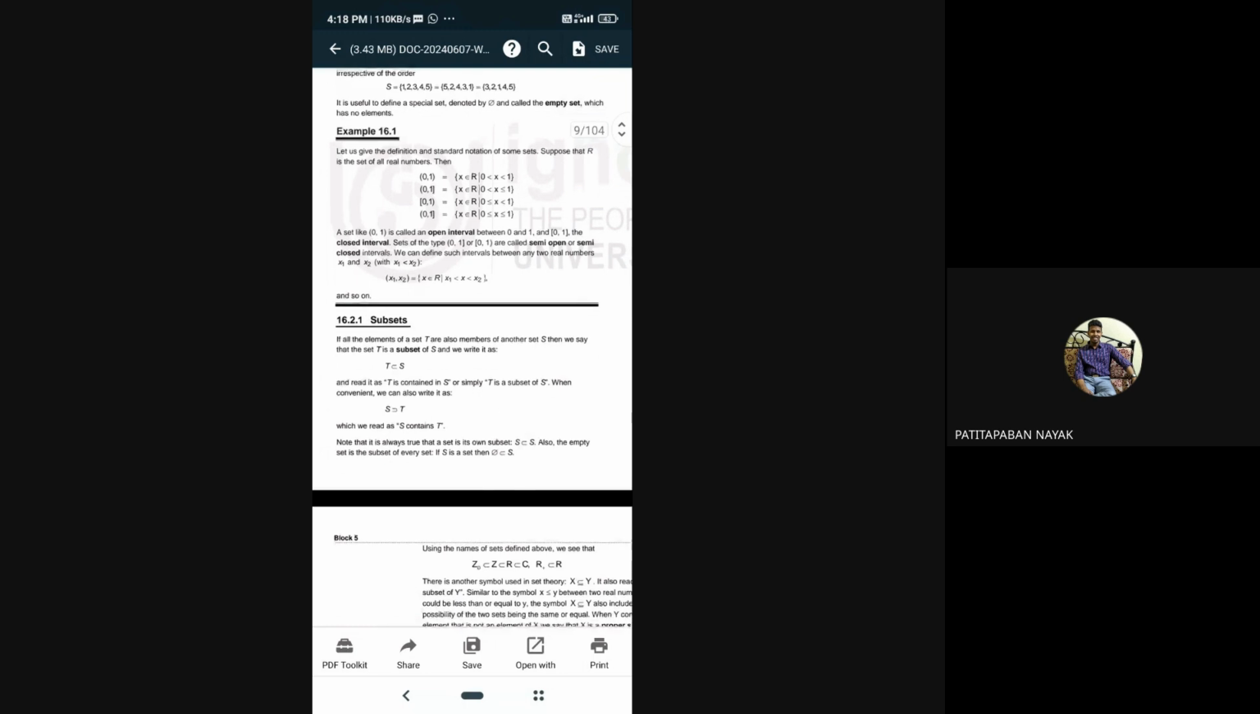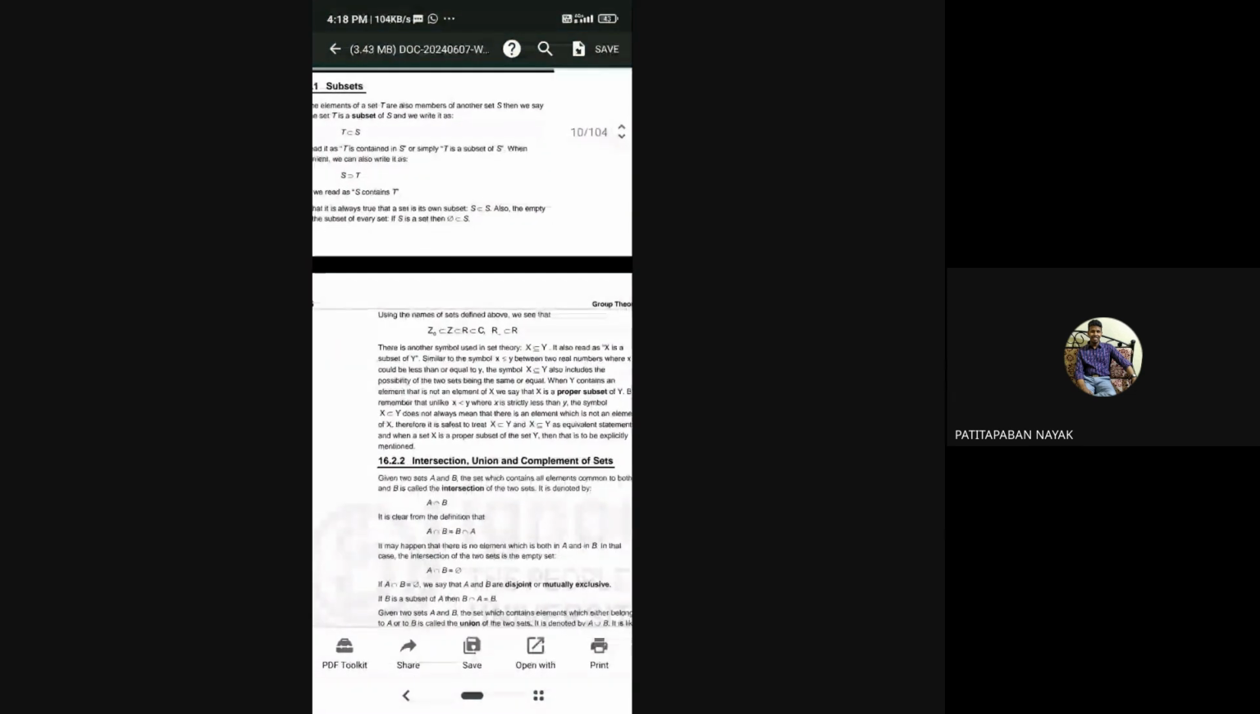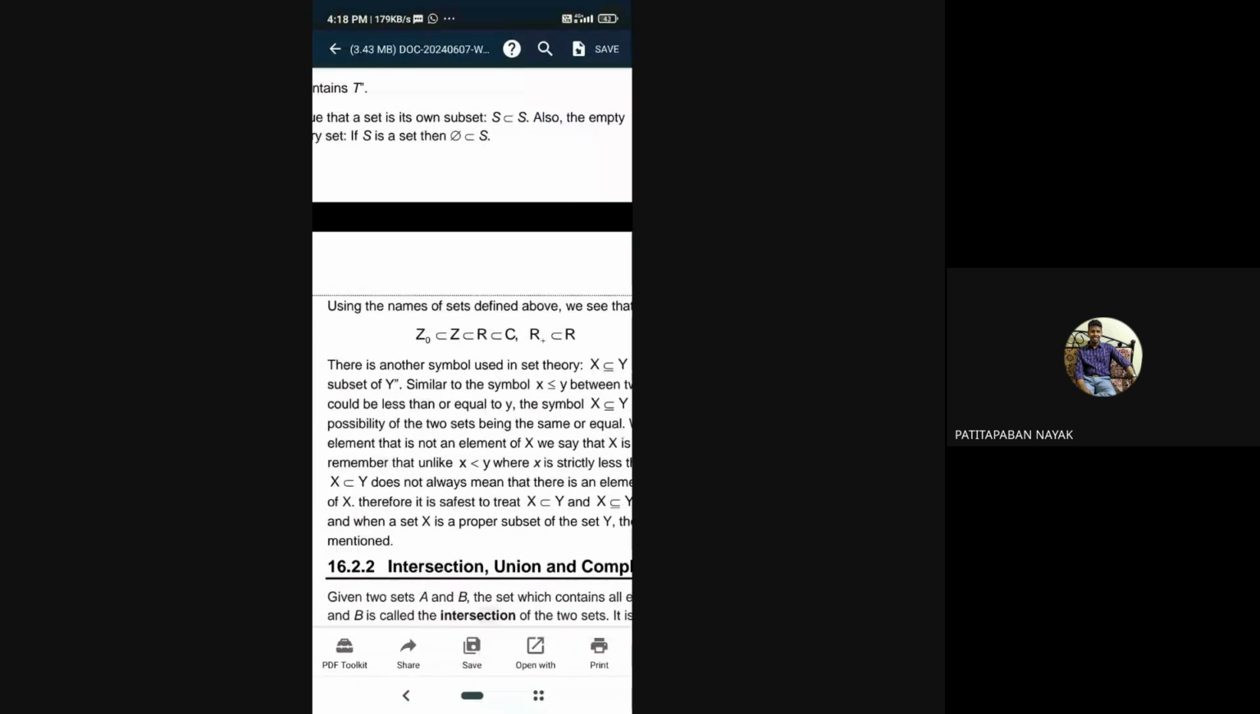Note that it is always true that a set is its own subset. S is always a subset of S. Also, the empty set is a subset of every set. If there are no elements, it is a subset of all the sets with a finite number of elements. So phi is a subset of S. You can see how these are written: Z0 is a subset of Z, which is a subset of R, which is a subset of C. R subscript plus is a subset of R.